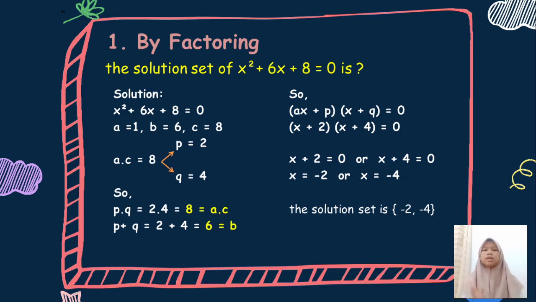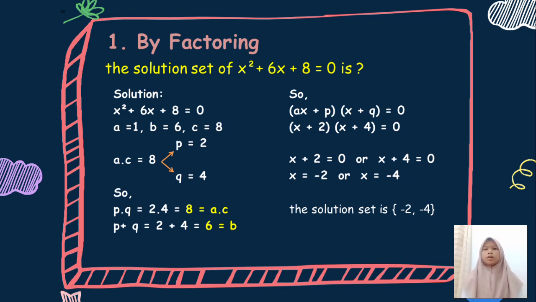The sum p plus q equals b, and the product of p and q equals a times c. So we can substitute p and q into the factoring formula, which is ax plus p, all in brackets, times x plus q, all in brackets, equals 0. So we can write x plus 2, all in brackets, times x plus 4, all in brackets, equals 0.